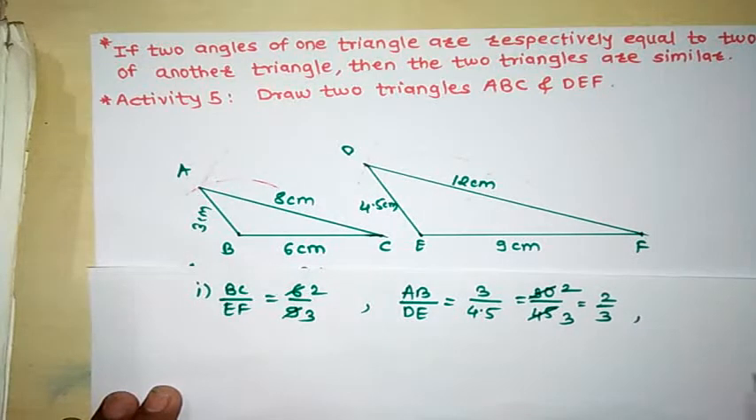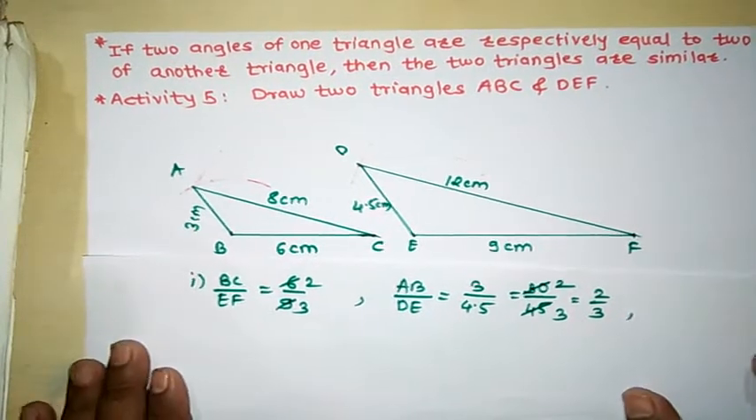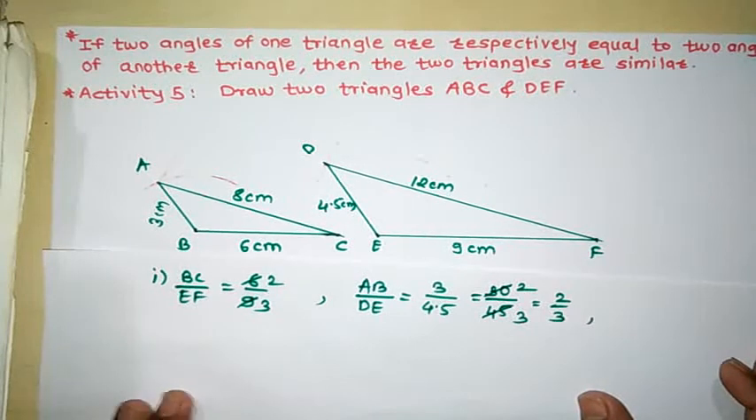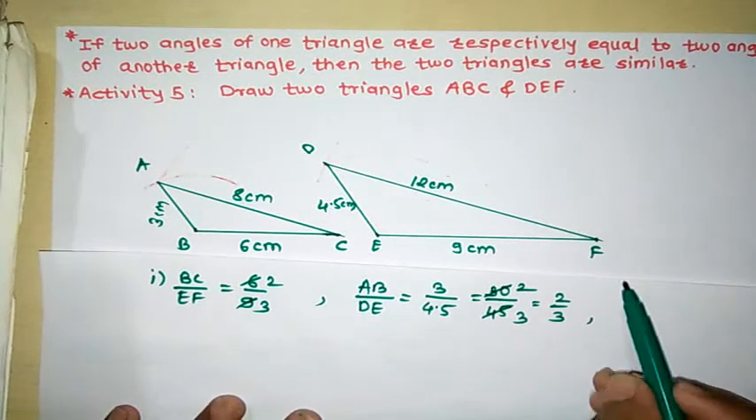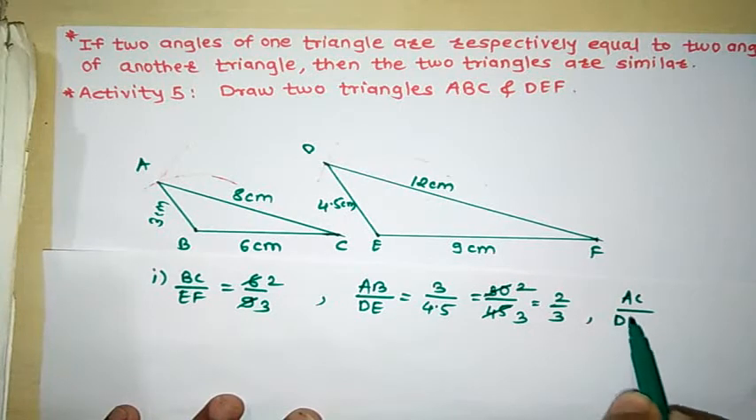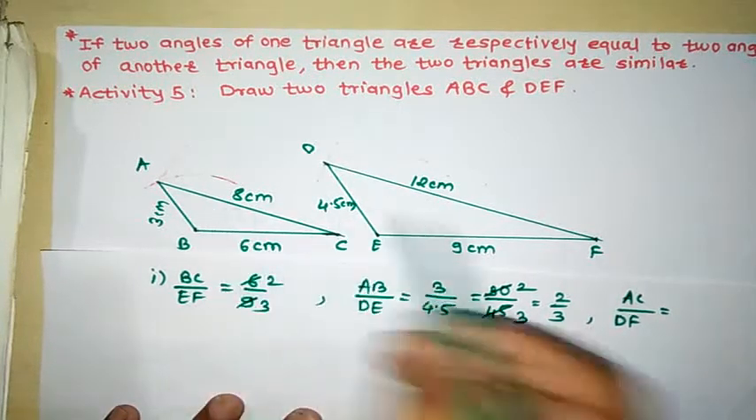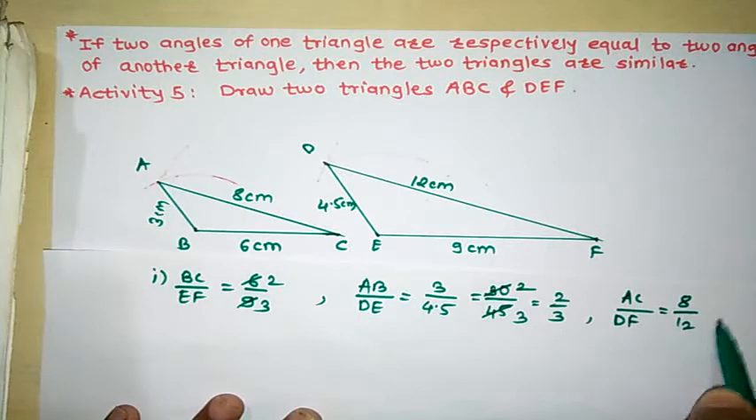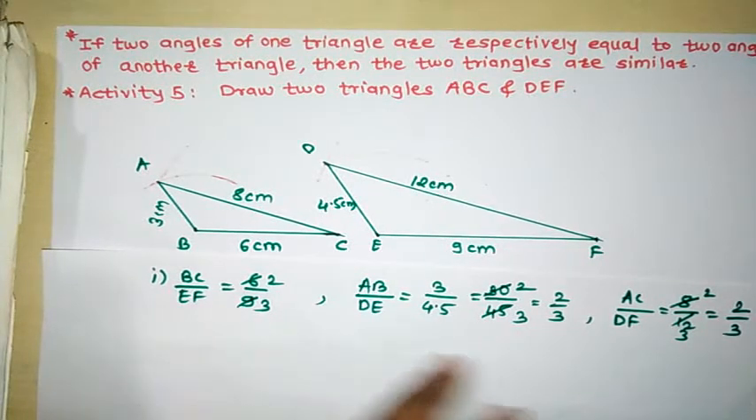And what is the third ratio? We will check the third ratio also. See here, third ratio, that is AC divided by DF. 8 divided by 12 is equal to, 4 2s are 8 and 4 3s are 12, which is equal to 2 by 3. We got 2 by 3. See here, each ratio we got is 2 by 3.